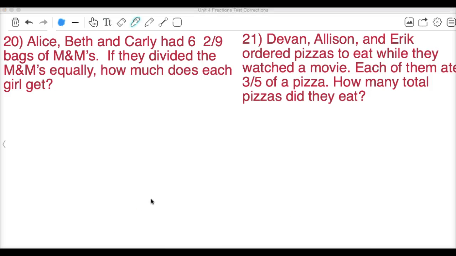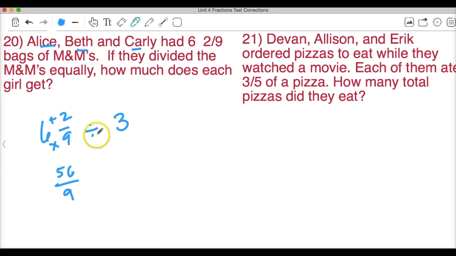All right, number 20. Alice, Beth, and Carly had 6 2/9 bags of M&Ms. If they divided the M&Ms equally, how much does each girl get? So we have 3 girls, Alice, Beth, and Carly. So we're going to divide the M&Ms, 6 2/9 bags, divided by 3. I'm going to make this an improper fraction again. 54 plus the 2 is 56. And again, I'm going to multiply by the reciprocal. So 3 over 1, and multiplying is 1/3. So that's going to be 56 over 27.